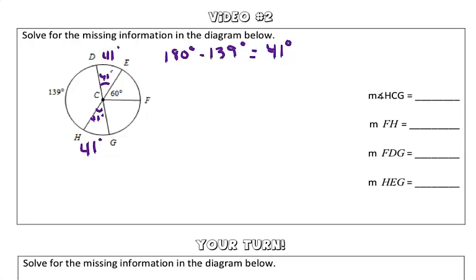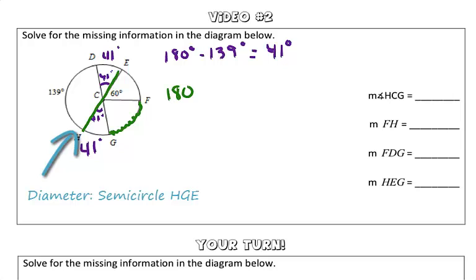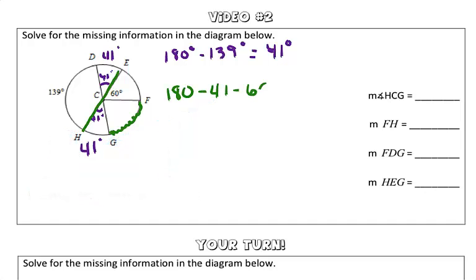Last but not least, we have arc GF to solve for. If again we focus on HE being our diameter, we are missing only one piece of that full semicircle, HGE. To find that missing piece, we know a semicircle is 180 degrees. We currently know 41 degrees is HG, and we know 60 degrees is the measure of arc EF, because again, the measurement of the central angle is equal to the measure of the arc that it opens up to, or the arc that it intercepts. So when we take 180 minus 60 minus 41, we are left with 79 degrees. Therefore, the measure of arc GF is 79 degrees.